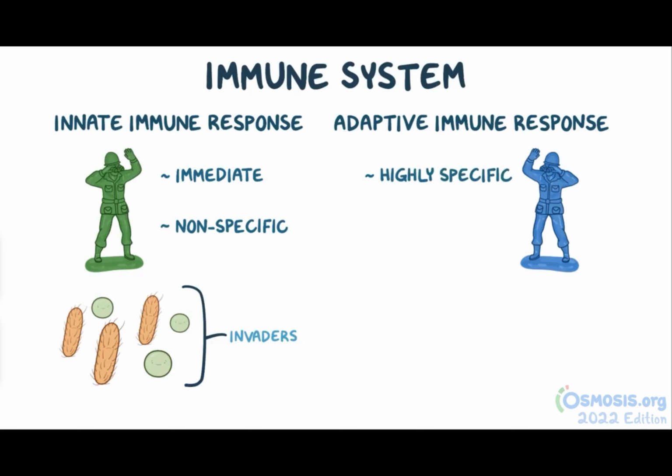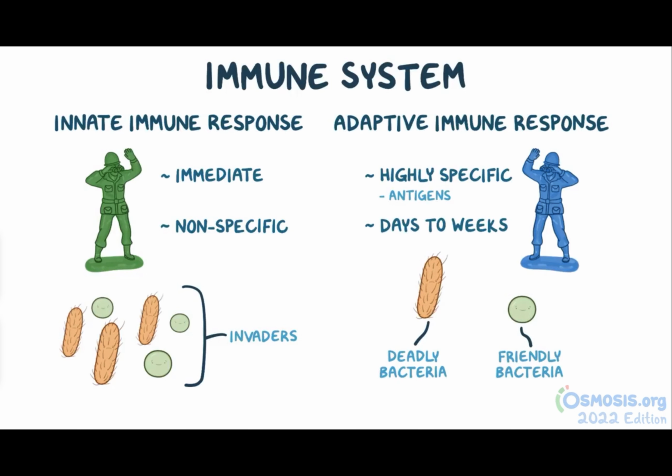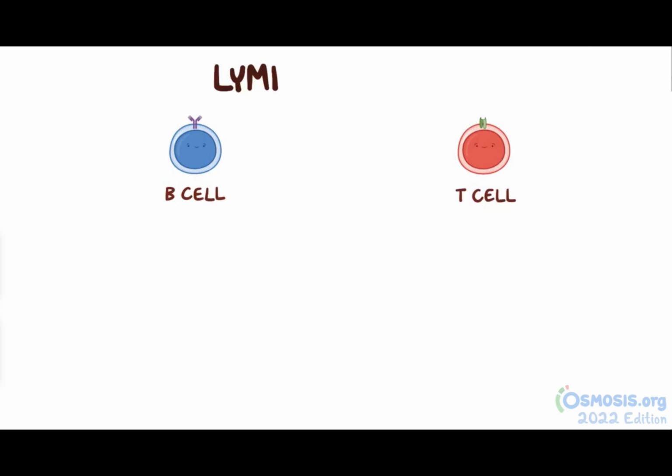And that's because the cells of the adaptive immune response have receptors that differentiate friendly bacteria and potentially deadly ones from their unique parts, called antigens. This adaptive immune response takes days to weeks to become activated, but is also responsible for immunologic memory. Now, the key cells of the adaptive immune response are the lymphocytes, the B and T cells, which are generated during lymphopoiesis.